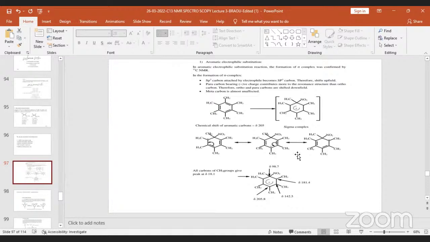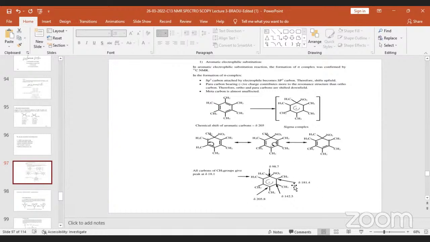So all the 5 carbons are shifted downfield, and the carbon which is becoming sp3 shifts upfield because the hybridization state is changing in the formation of the sigma complex. See the value 98.7. The carbon attached to the nitro, that electrophile, becomes 98.7, from 205 to so much of a shift to 98.7. That means the sigma complex is formed in this reaction.